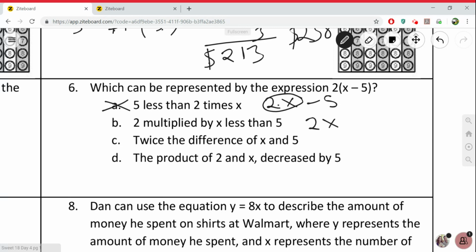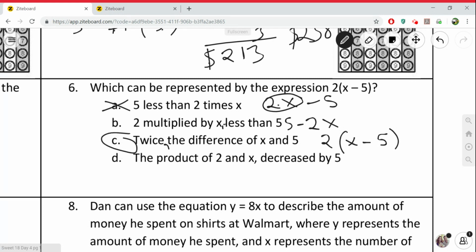So this would be 2 multiplied by x, and there really should be a comma here. 2 multiplied by x less than 5. So that would be 5 minus 2x. C says twice, and there should be a comma here, the difference of x and 5. So that's 2 parentheses, that comma indicates some pause, the difference of x and 5, x minus 5. So that's going to be my answer is C.